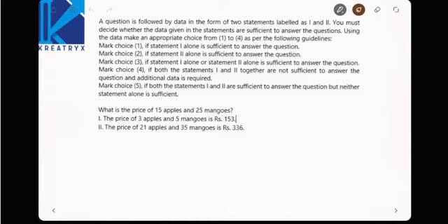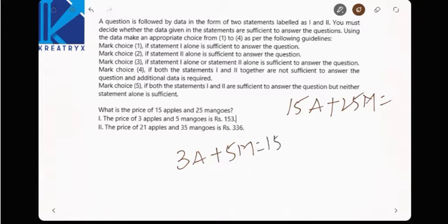are sufficient to answer the question, mark answer 5. Now observe the first question. What is the price of 15 apples plus 25 mangoes? Can you find out the answer? See the first statement: 3 apples plus 5 mangoes is 153. Can you get the answer? Yes. By multiplying this equation by 5, you will get 15 apples, 25 mangoes, that will be 765. We can get the answer, right? See here, we can get the answer.